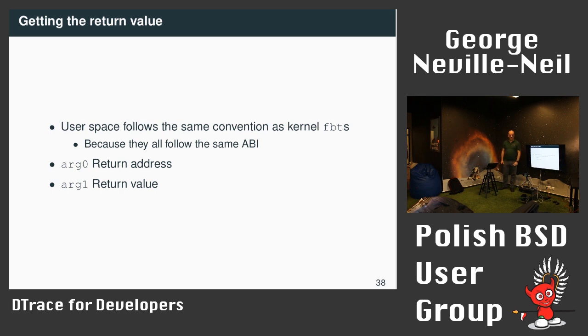And then arg1 is the return value. So for a return probe in kernel space or user space, these are always the same because of the C ABI. So arg0 is the address we returned from within the function, and then arg1 is the value that was returned.